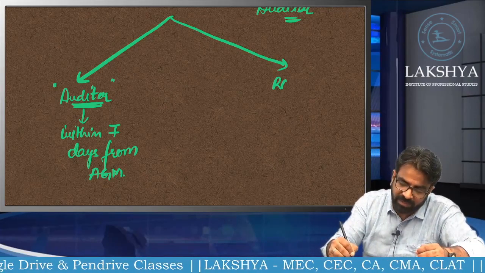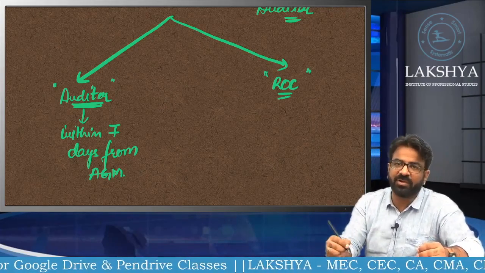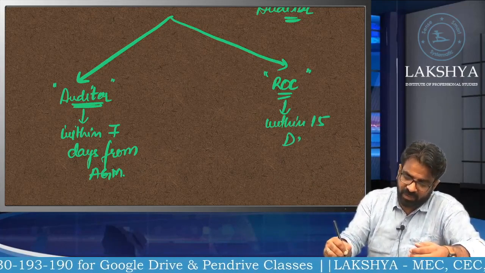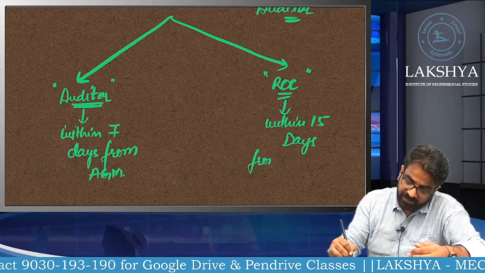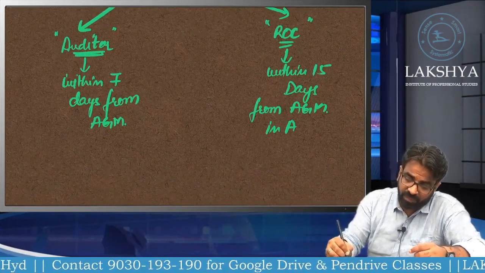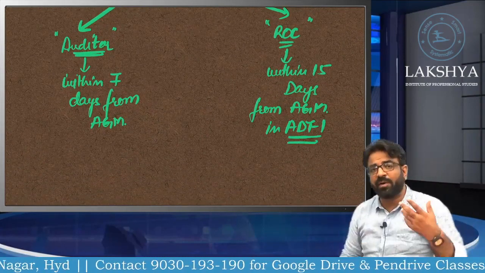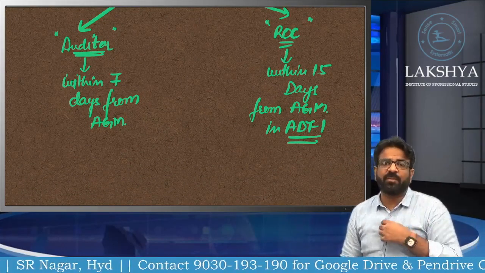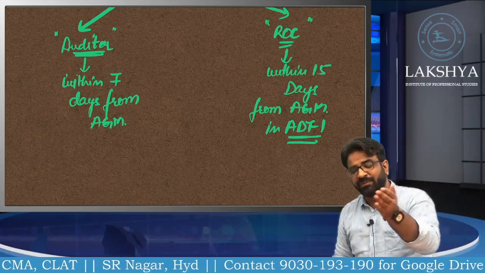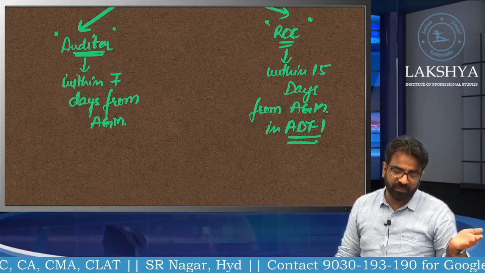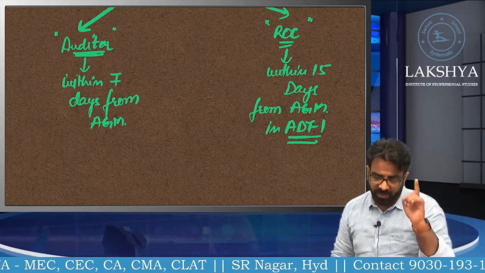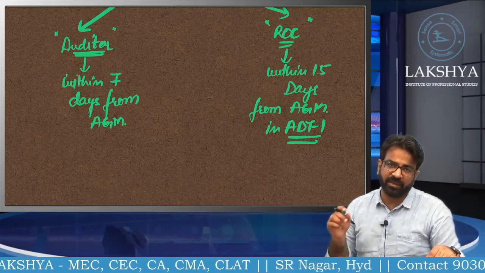Now we have to intimate that we have appointed a statutory auditor to the ROC within 15 days. Within how many days? 15 days from the AGM. But when we are intimating the ROC, remember one thing, we have to follow form number ADT-1. We have to inform the ROC within 15 days from the AGM that we have appointed our statutory auditor. When it comes to the auditor, within 7 days from the date of AGM. But when we are intimating the auditor, no ADT-1 form. When we are intimating the ROC, then ADT-1 form.